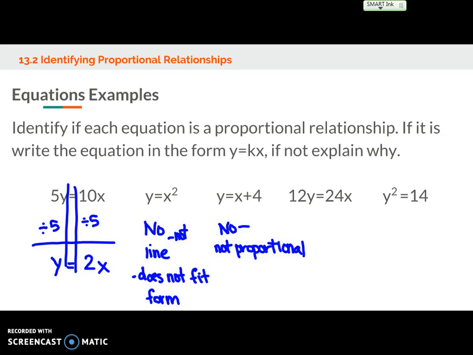All right, so again, this is a line. It just will not go through the origin. All right, 12y equals 24x. We can go ahead and solve this. It looks like we have y over here, but I just want regular y, not 12y.